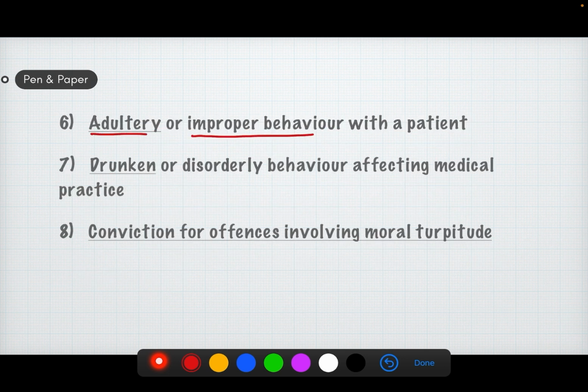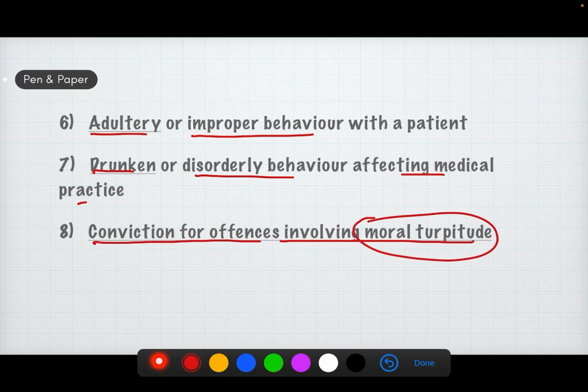Adultery or improper behavior with a patient. Drunken or disorderly behavior affecting medical practice. Conviction for offences involving moral turpitude. Now, what is moral turpitude? Behavior that is grossly immoral, dishonest, or unethical which goes against accepted moral standards of society. In simple words, it means an act that shows bad character and moral corruption.